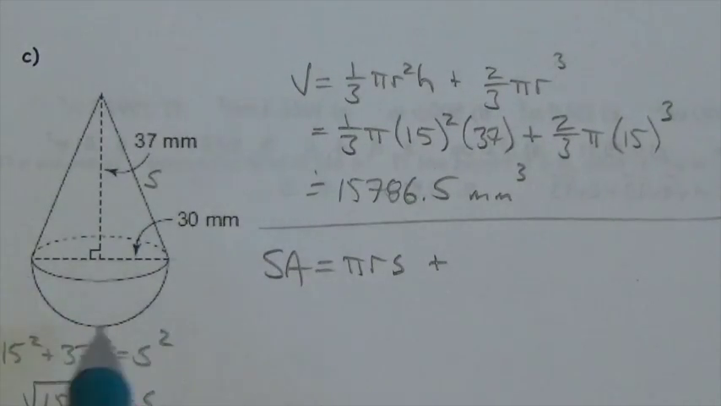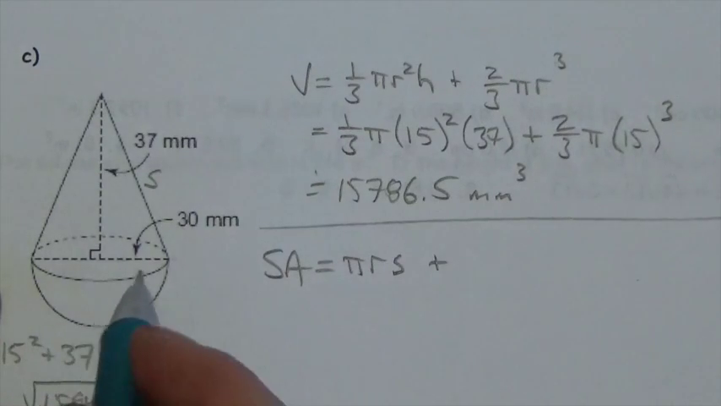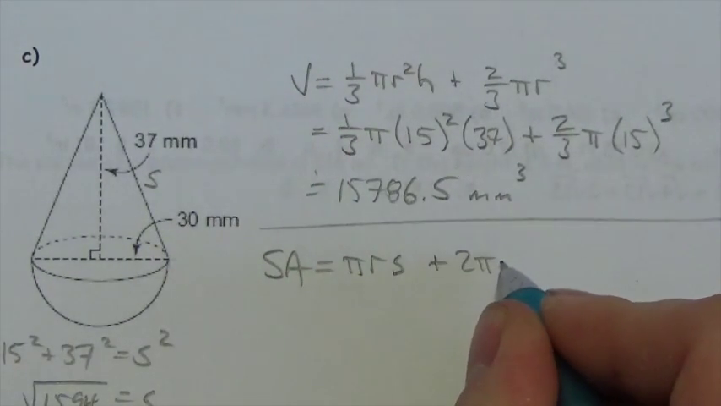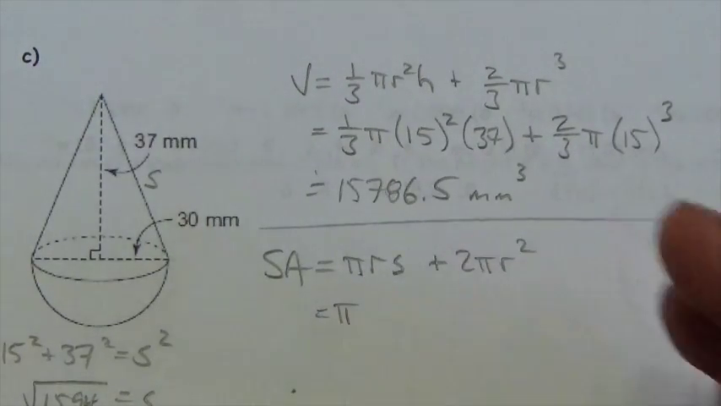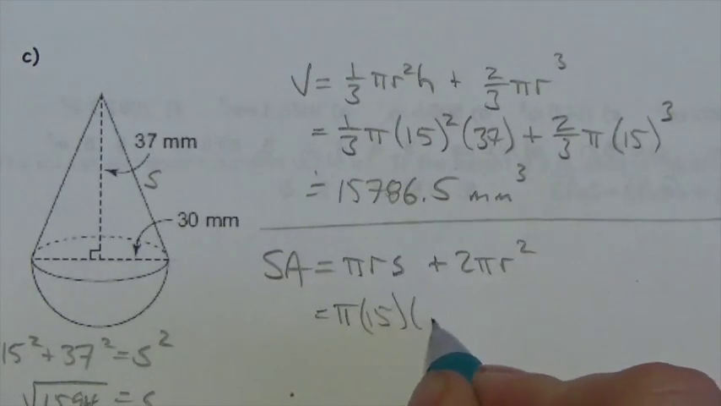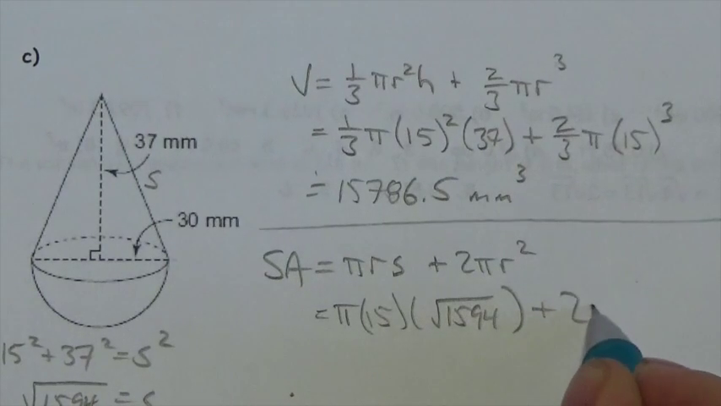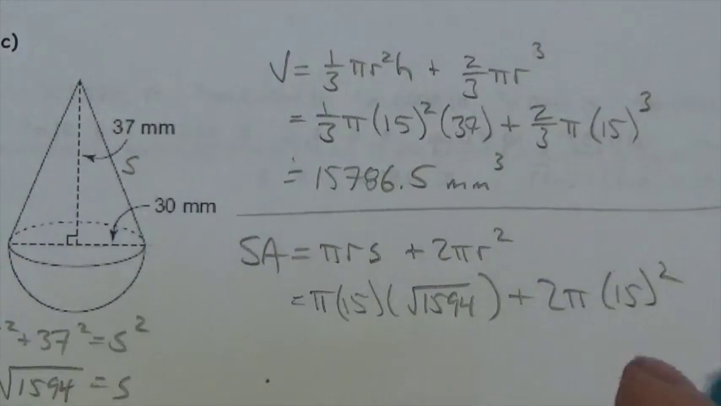And then with the hemisphere, same thing with this one. I don't need that circle. I don't need that base. I only need the half of the sphere. So in this case, 2 pi r squared. So when I plug these things in here, that'll be pi times 15 times the square root of 1594 plus 2 times pi times the radius squared, 15 squared.